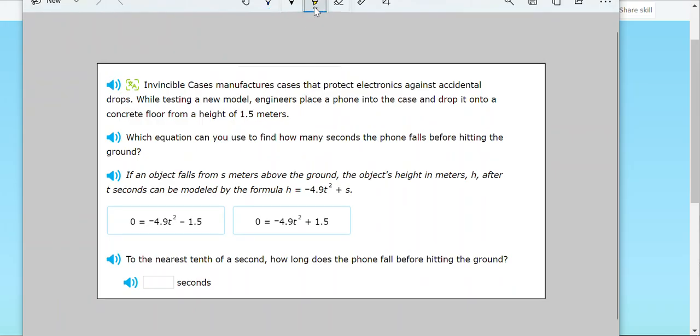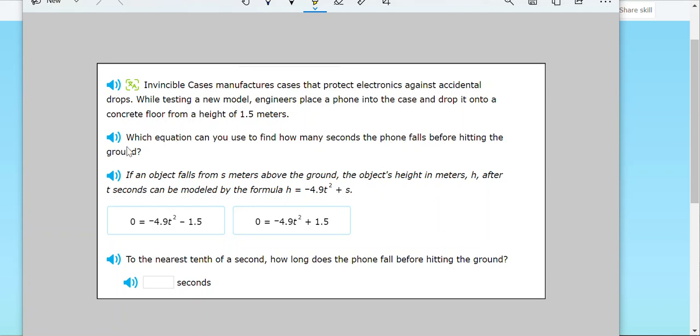Okay, 3 reads. Invincible Cases manufacturers, while testing a new model, engineers place a phone in the case and drop it to the concrete floor from a height of 1.5 meters. Which equation can you use to find how many seconds the phone falls before hitting the ground?